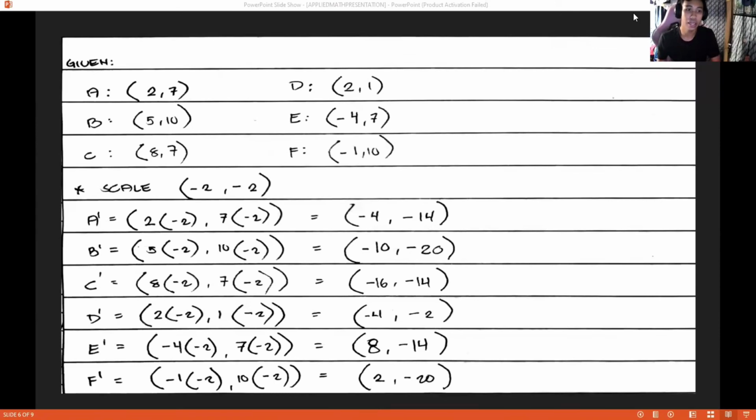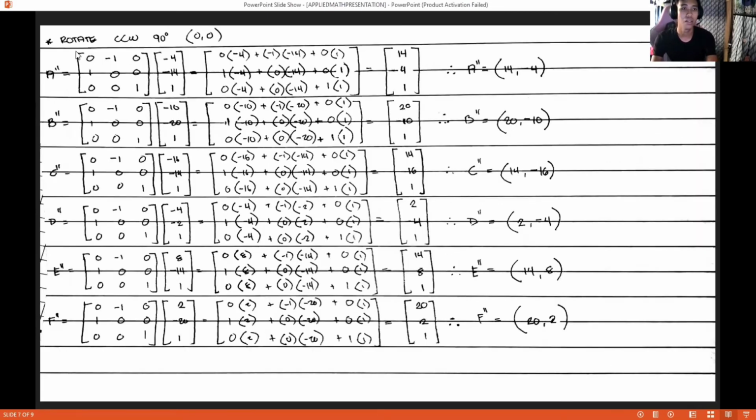Since we already discussed the given A and given B in the scaling part, let's now proceed to the next part: rotate counterclockwise by 90 degrees from the point 0, 0. Since the given point is only 0, 0, there is no complicated solving here, so we can easily come up with a new answer.